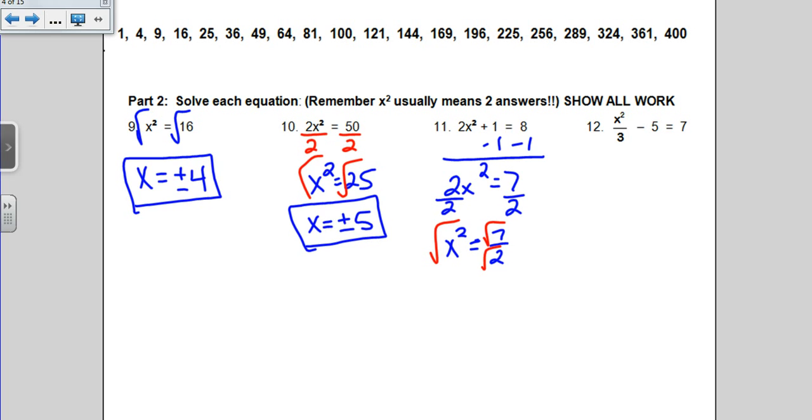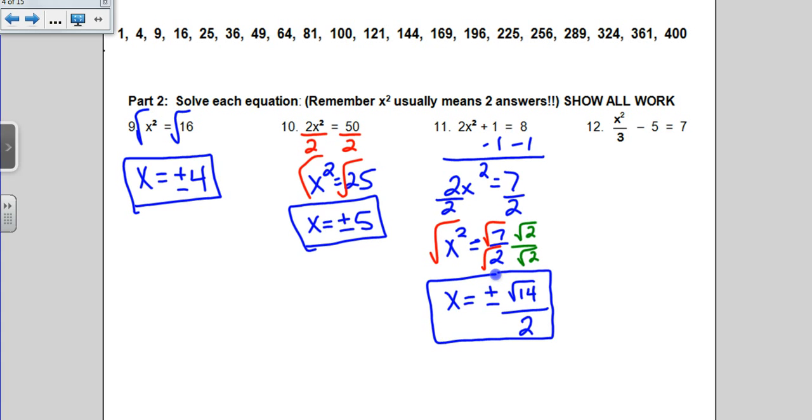Remember, we're not allowed to have radicals in the denominator. So I'm going to need you to remember how to rationalize. We're going to multiply the numerator and the denominator by the square root of 2, leaving us with the answers of, remember, plus or minus. Up in the numerator, we've got square root of 2 times square root of 7, so square root of 14. And then in the denominator, square root of 2 times square root of 2 is just a 2. And same issue that we ran into before, some children think they're supposed to divide 14 by 2. The square root of 14 cannot be divided by a 2, so that's our final answer.